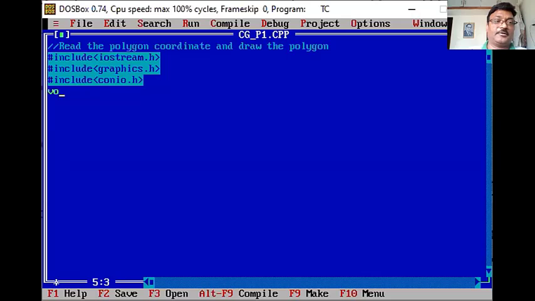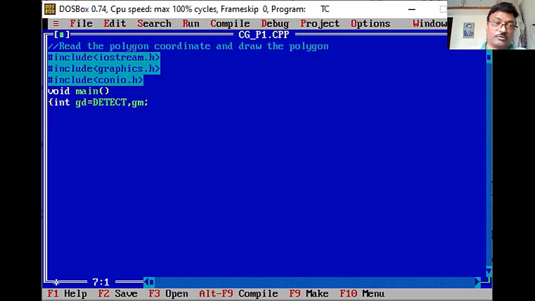Now void main. So that's my declaration. Void, this function should not return any kind of value. Main, the main function, with opening bracket and closing bracket there, that indicates your function name. Then you can start with the curly bracket, int. That's my integer variable declaration, integer data types. So gd is equal to what? Detect. And then gm. What does detect do? That will automatically detect which graphics driver is installed on your laptop or PC.